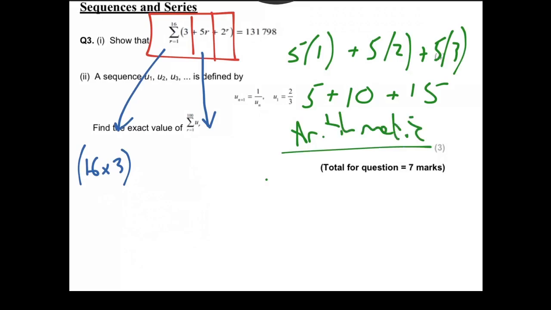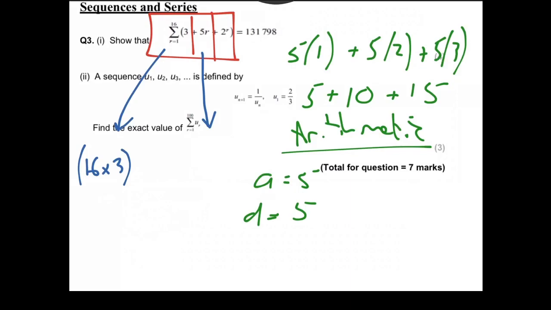with a first term A that is going to be 5, and the common difference is also 5. So we've got our arithmetic series there.